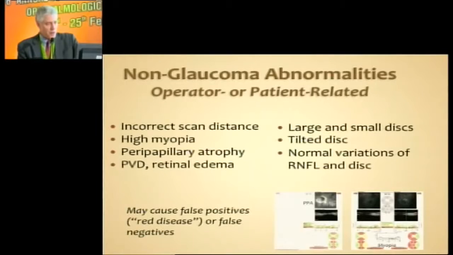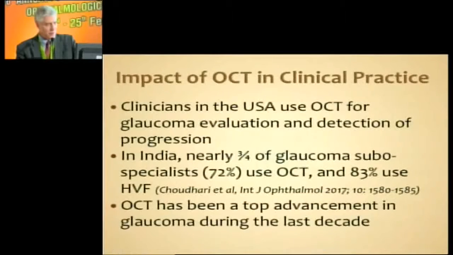There are various other non-glaucoma abnormalities that you will run into. You can have the incorrect scan distance, high myopia, peripapillary atrophy, various other things. Some are related to the scanning operator, rather than the patient. The patient may have various abnormalities that may cause things that are not normal, but it's not glaucoma. This is peripapillary atrophy causing a little bit of red areas here, but those are not because of glaucoma. And here's a patient with myopia, again some red areas, but not because of glaucoma. So this is why, for glaucoma diagnosis, we have to get these baseline scans, then we can follow progression very accurately in these patients.